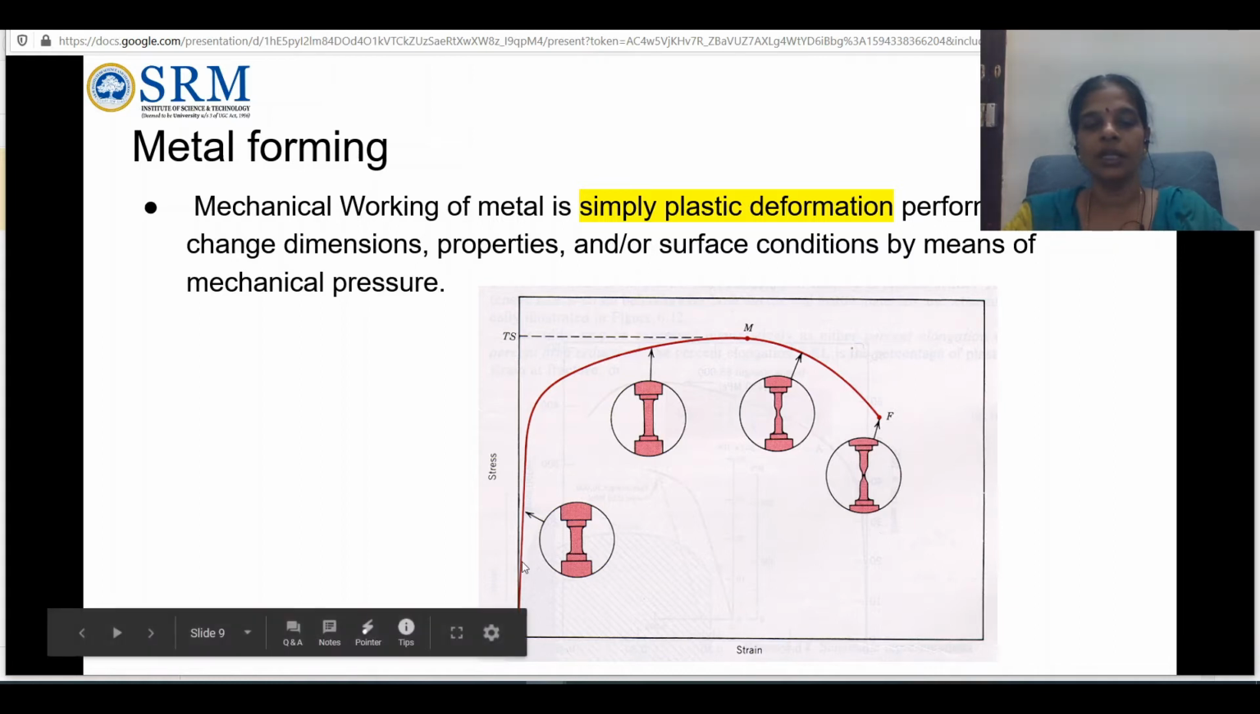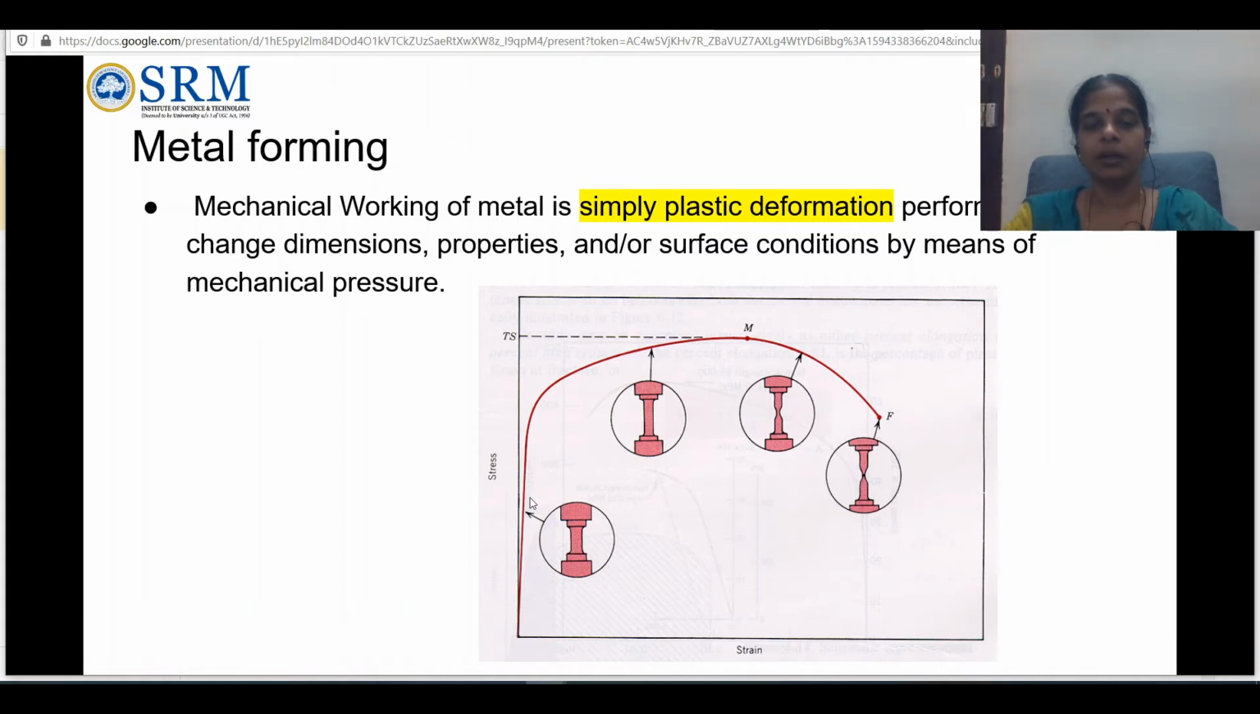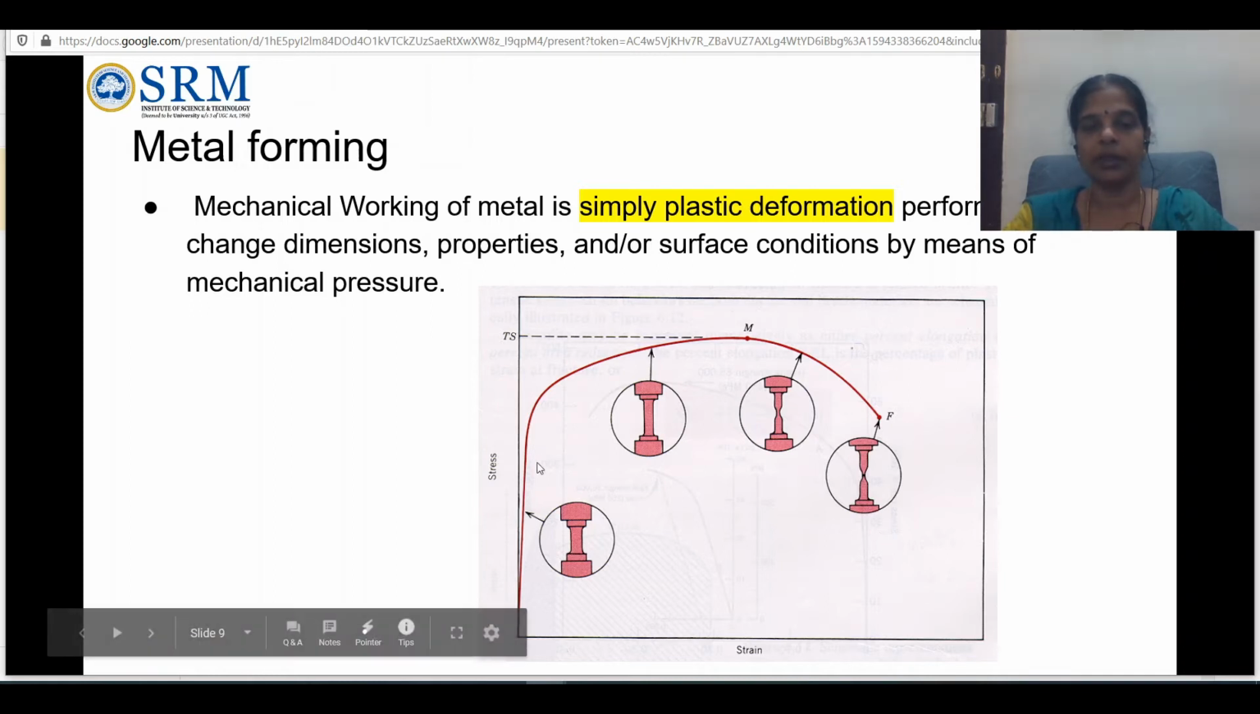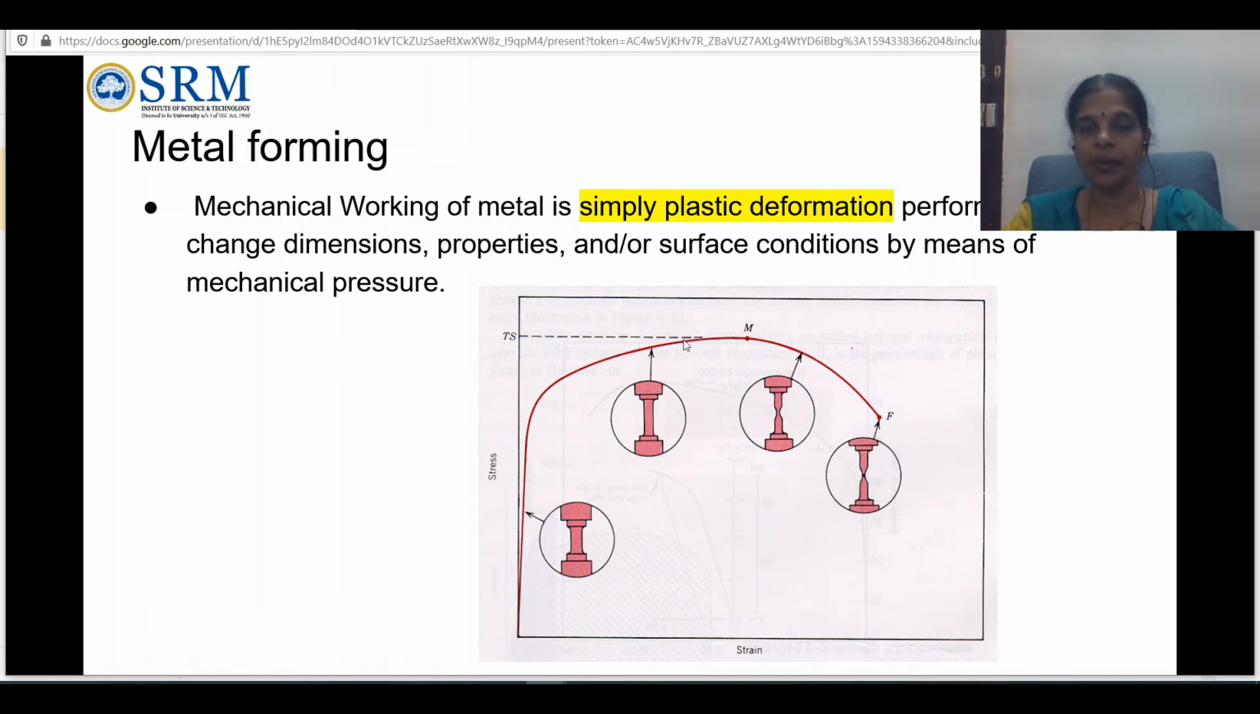When you are subjecting the metal within the yield limit, then it can recover its original shape. That is called elastic deformation. Whereas plastic deformation is a permanent one. You cannot recover it. So in the metal forming process, we are going to work on this region. That is, we are subjecting the material or metal flow to occur above the yield point.